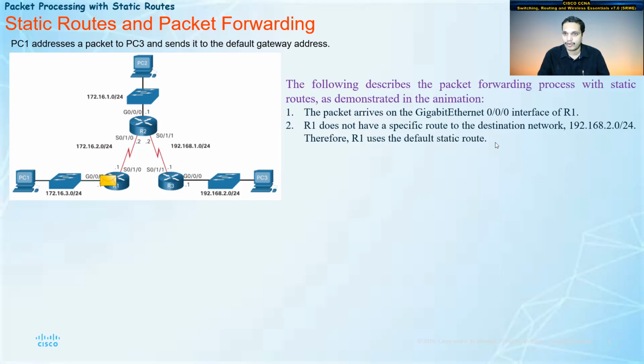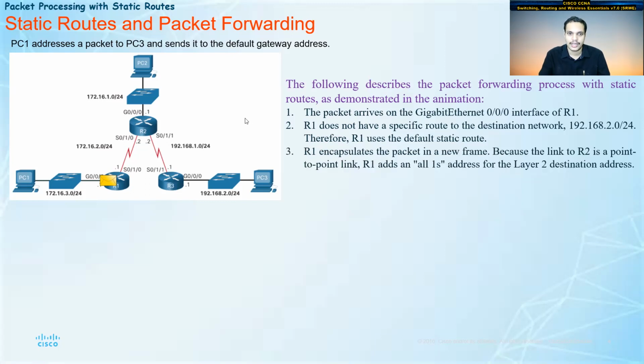If you remember correctly, the default static route is given as the quad-zero route. That means if a router does not have an entry in its routing table, it will automatically forward the packet to the next-hop address specified by the default static route. You can see here, R1 encapsulates the packet in a new frame. The default static route specifies sending it to the S0/1/0 interface of the R2 router.